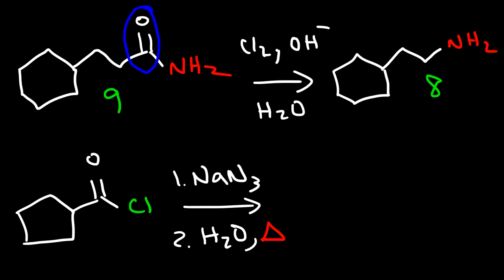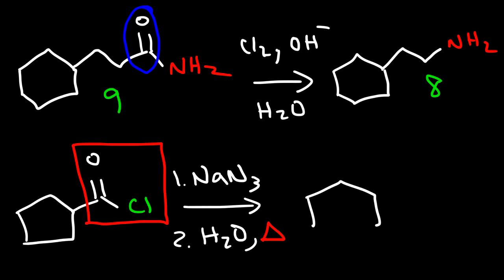Now the next one is the Curtius rearrangement. So basically what we're going to do is take away this whole entire acid chloride group and just replace it with an NH2 group. And so that's going to be the end result for that reaction.